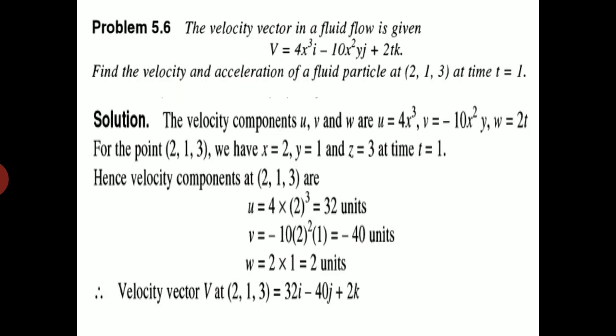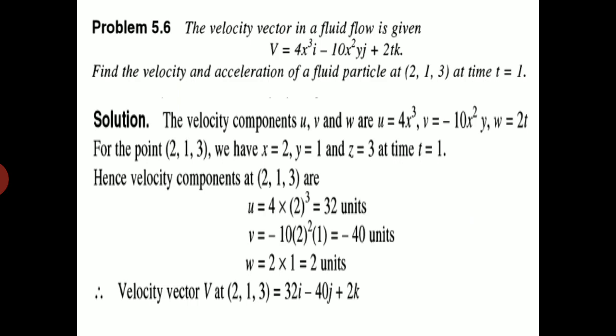Now we'll see the first numerical. In this numerical, the velocity vector in a fluid flow is given by V is equal to 4x cube i minus 10x square y j plus 2t k. We have to find the velocity and acceleration of the fluid particle at x is equal to 2, y is equal to 1 and z is equal to 3 at time t is equal to 1. Let's see how to solve this numerical.